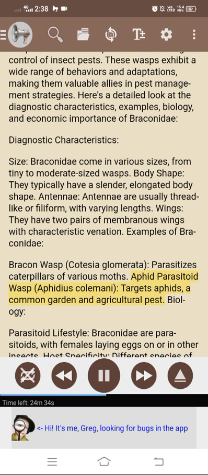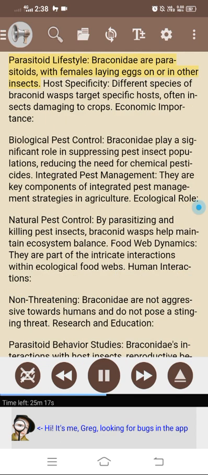Aphid parasitoid wasp Aphidius colemani targets aphids, a common garden and agricultural pest. Biology. Parasitoid lifestyle. These wasps are parasitoids, with females laying eggs on or in other insects. Host specificity. Different species of these wasps target specific hosts, often insects damaging crops.